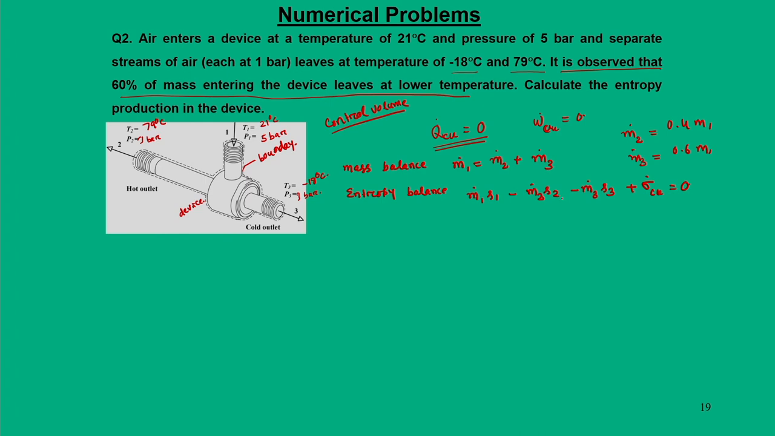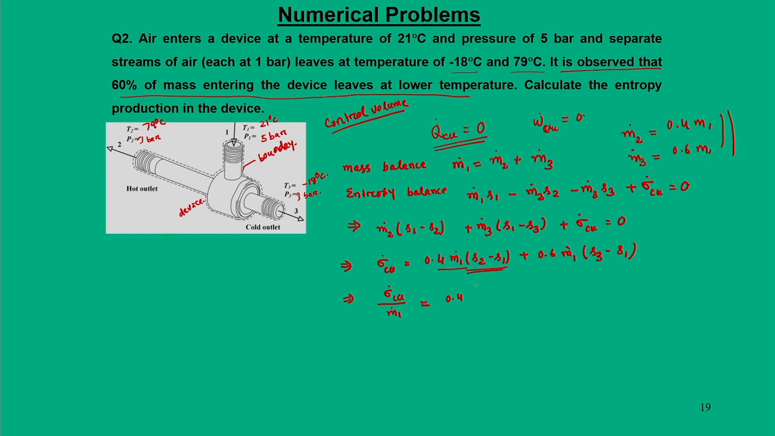Now, when I put these into the equation, it can be simplified as m2 dot (s1 minus s2) plus m3 dot (s1 minus s3) plus sigma dot CV is equal to 0. By putting these two numbers, we finally get the expression for sigma dot CV is equal to 0.4 m1 dot (S2 minus S1) plus 0.6 m1 dot (S3 minus S1). And we can bring this m1 dot here.